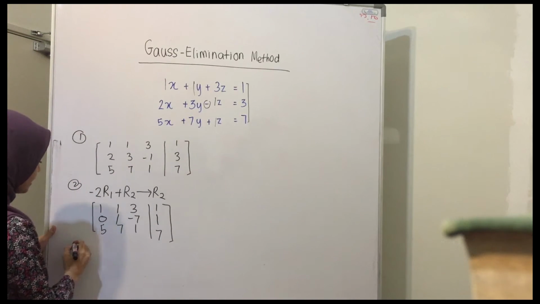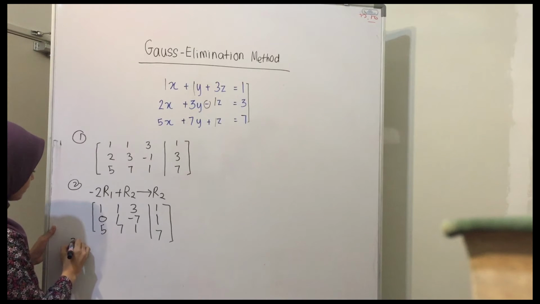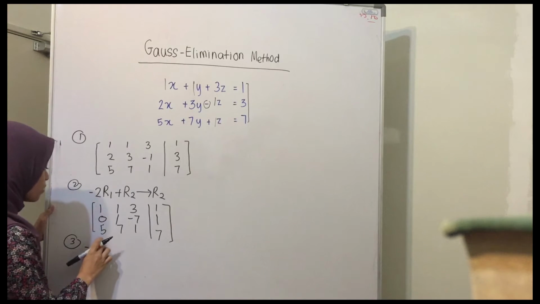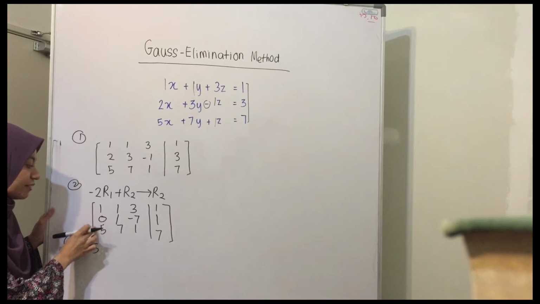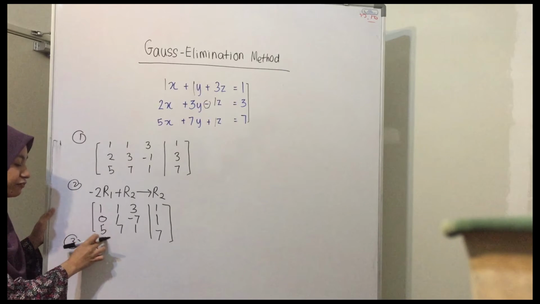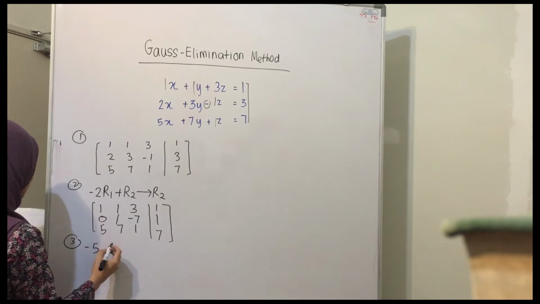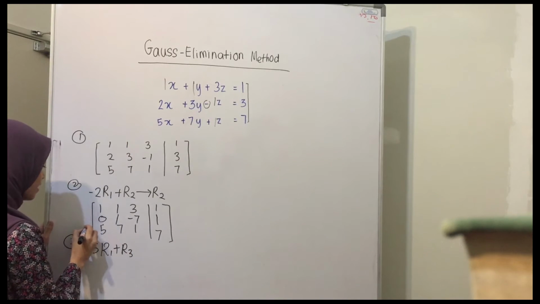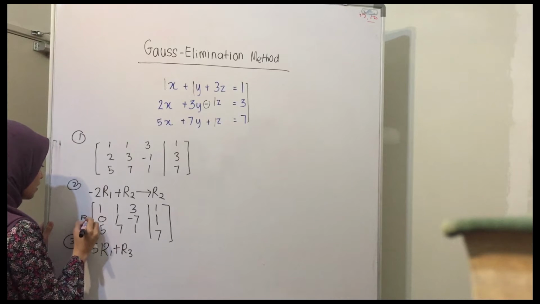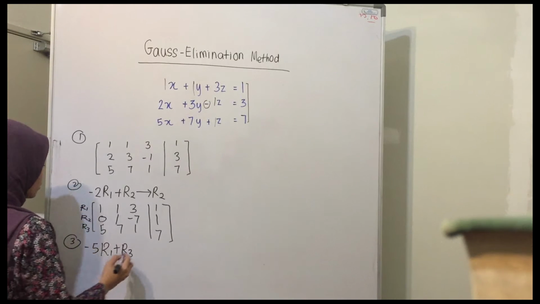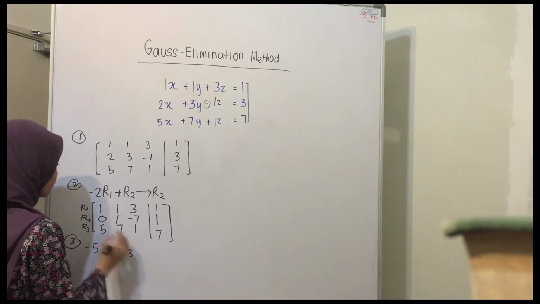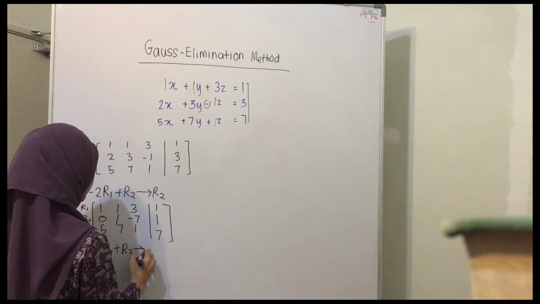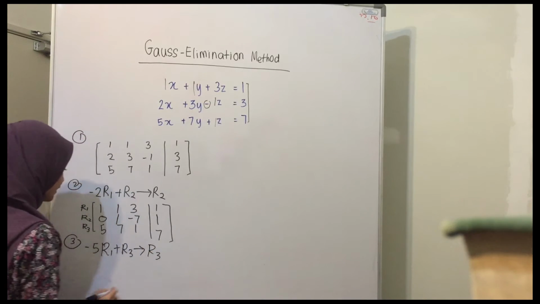Okay, so the third step is we do it like negative 5. Now we want to eliminate the number 5. We want to make 5 equal to 0. So negative 5 R1 plus R3. This is R3, this one is R2 and this one is R1. So negative 5 multiplied with R1 plus R3 is equal to R3.